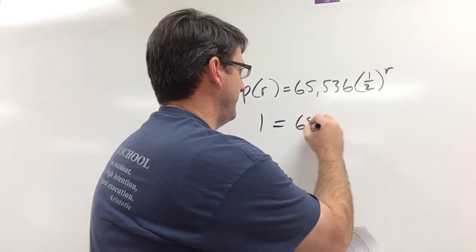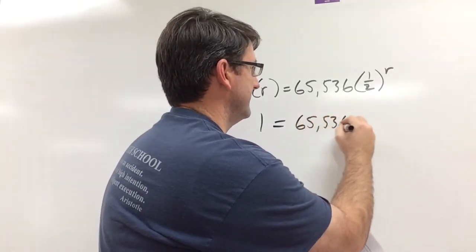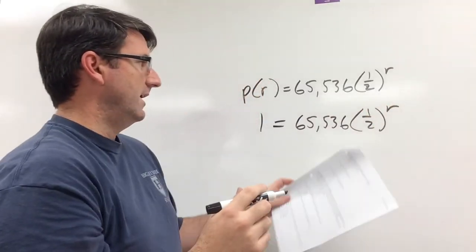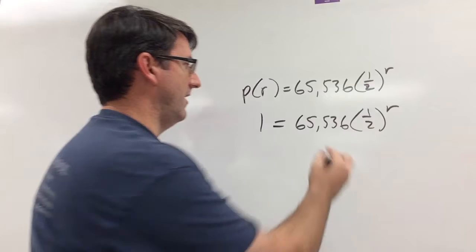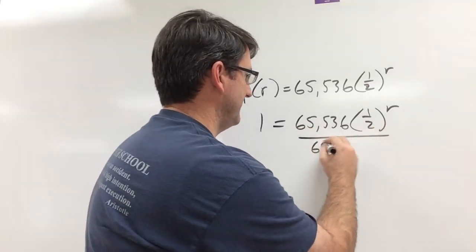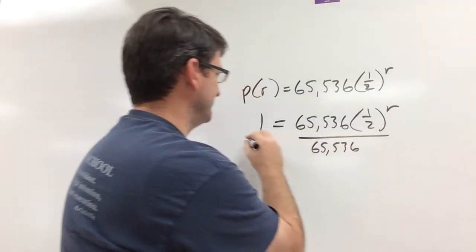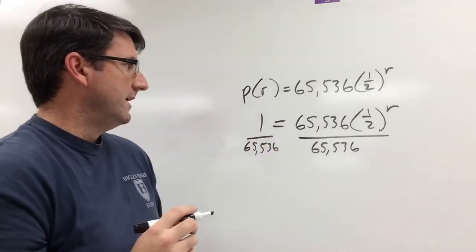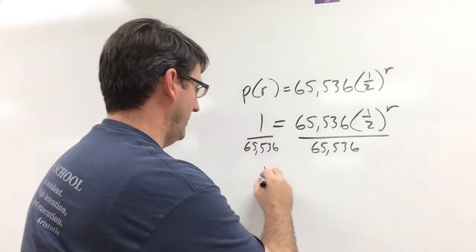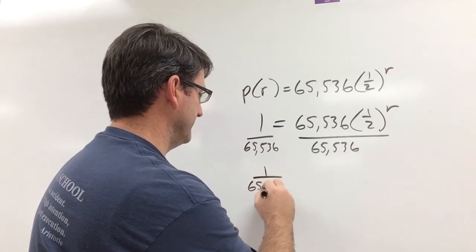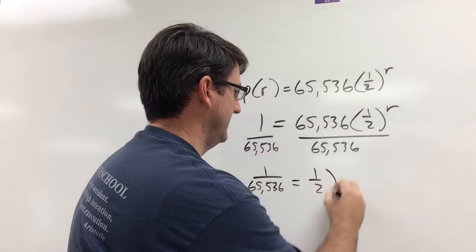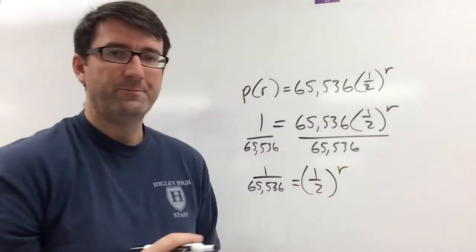And we've got 65,536 times 1/2 to the R. So we're trying to solve for R. Let's first divide by 65,536 on both sides. And so we get 1 over 65,536 equals 1/2 to the R power.